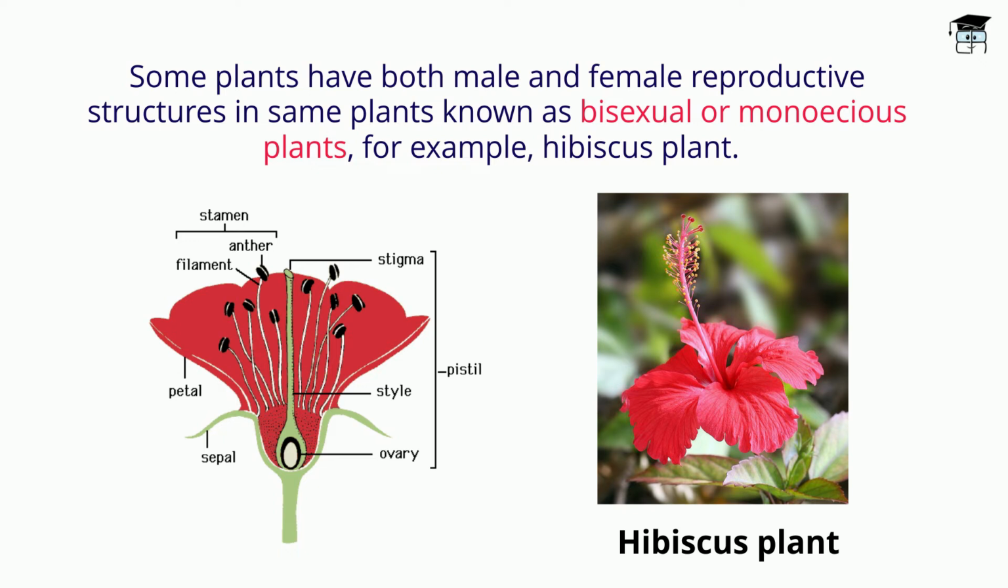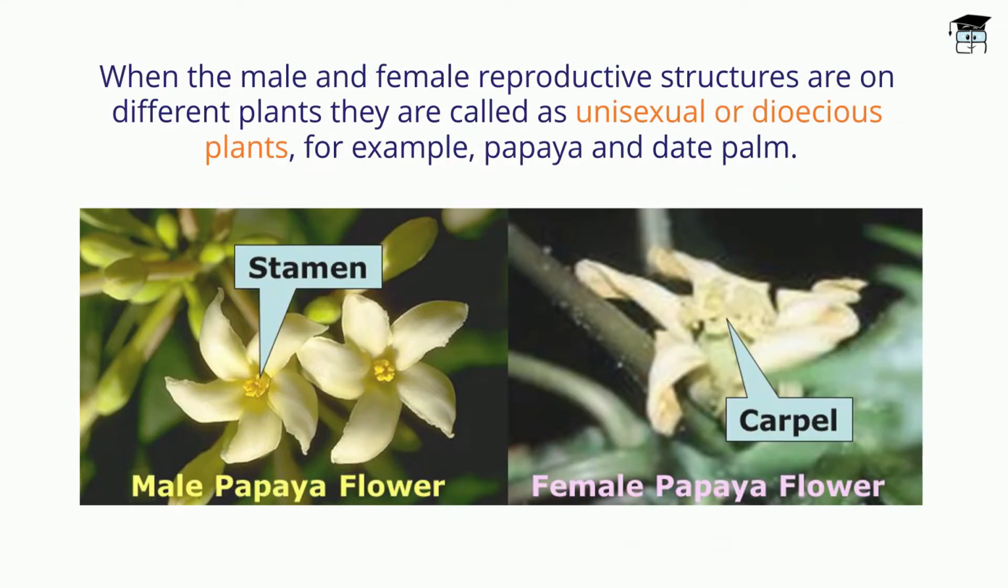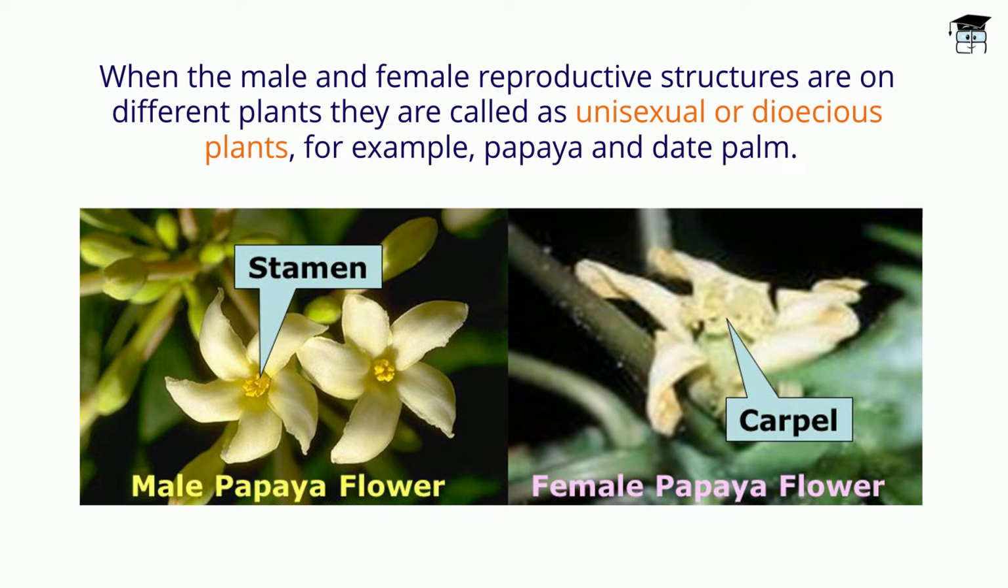Interestingly, some plants have both male and female reproductive structures in the same plant, known as bisexual or monoecious plants, for example, the hibiscus plant. And when the male and female reproductive structures are on different plants, they are called unisexual or dioecious plants, for example, papaya and date palm.